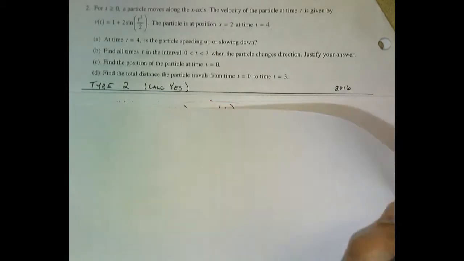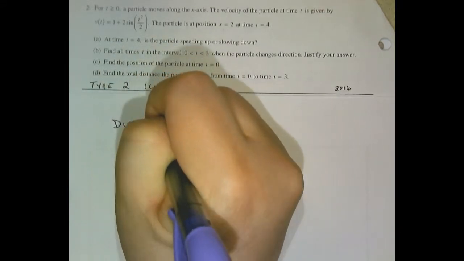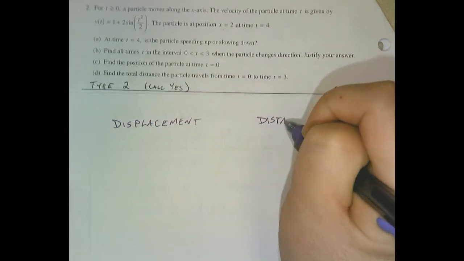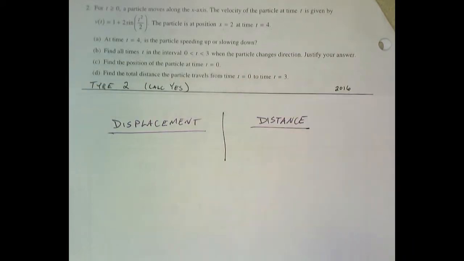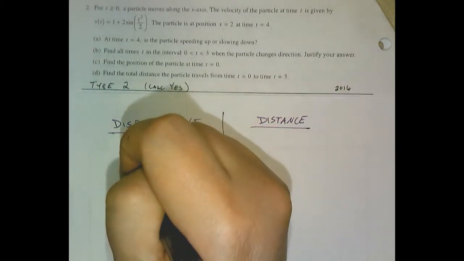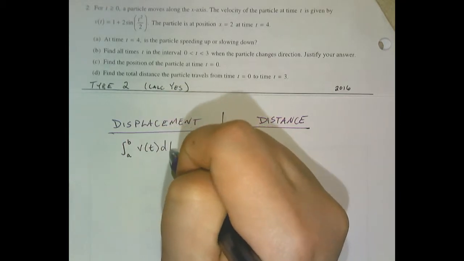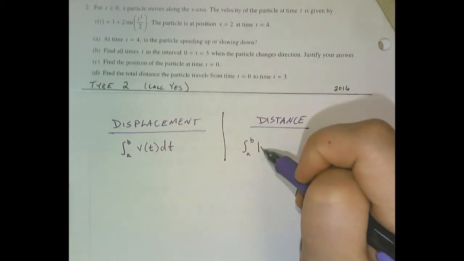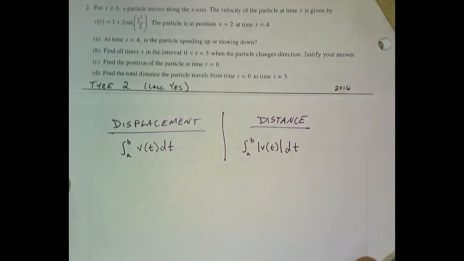All right, on to part D, find the total distance. So displacement and distance are two different questions, and oftentimes they ask one of the two questions. They look very similar. Displacement would be the integral from A to B of velocity, and distance is the integral A to B of the absolute value of velocity. Those are the two go-to formulas for total distance or total displacement.